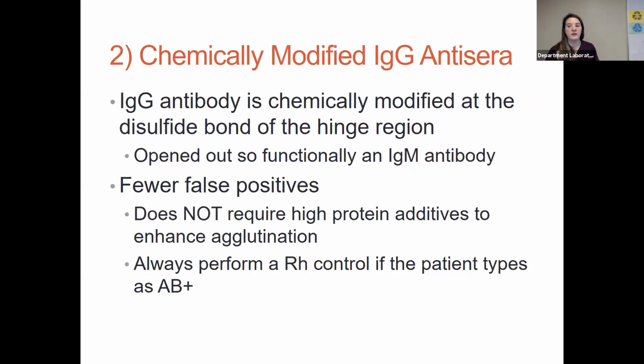And we also have chemically modified IgG antisera, IgG antibody. That means it's chemically modified at the hinge region. And that just means that it opens it up. It allows for better binding. This is associated with fewer false positives, again, because you don't have that high protein reagent that you're using. But you still want to use the Rh control for the AB pos patients.